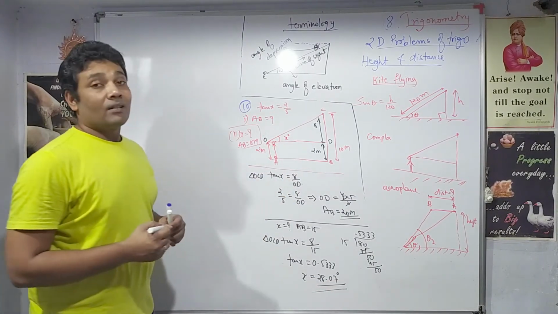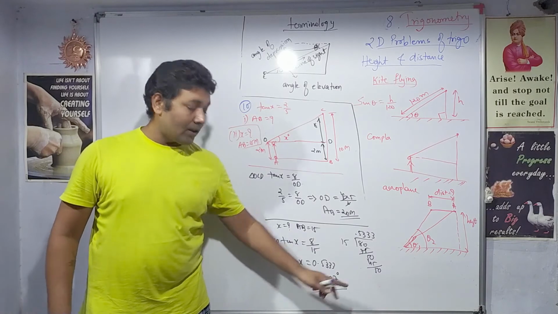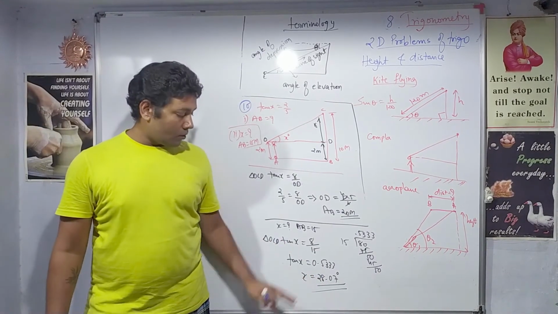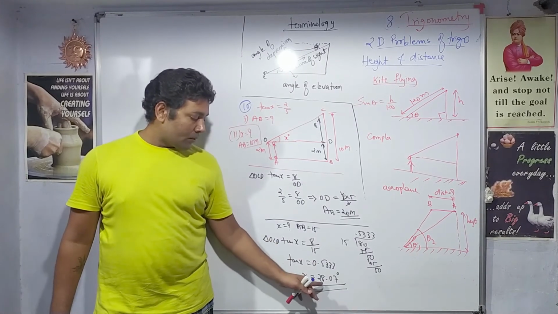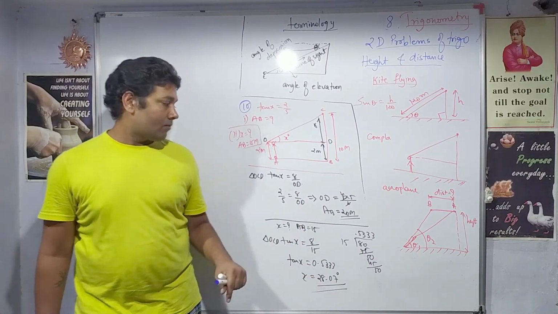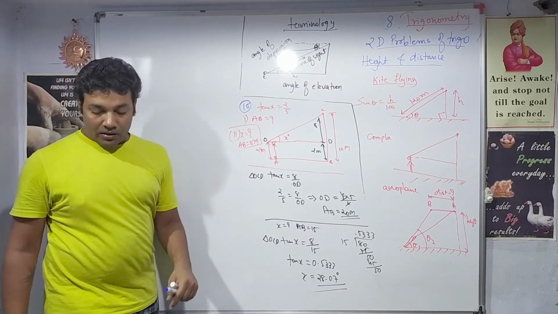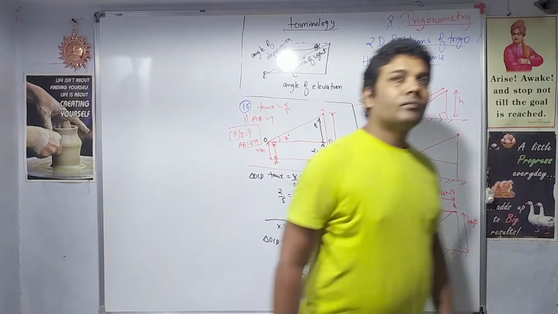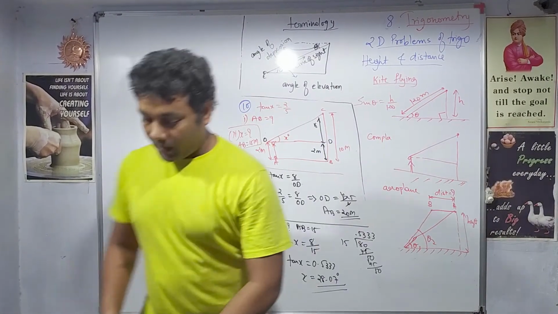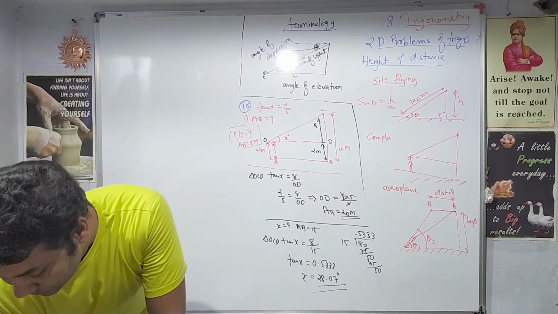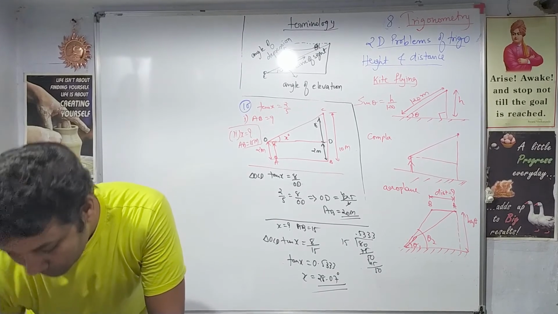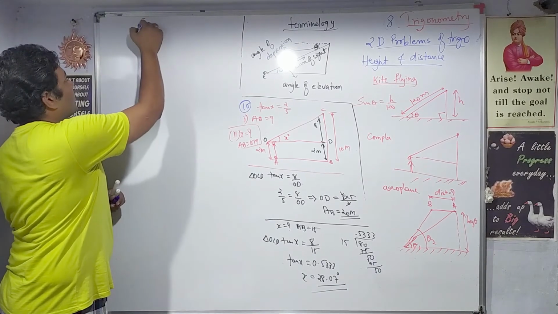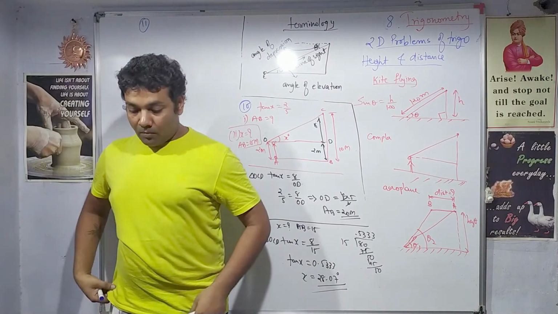That is what the answer is, right? Or if you can find it out in minutes if you use tables. I used calculator for the shortcut, but if you refer to the tables you will get 28 degrees and some minutes. So that is what the question is. Next we have question number 11.